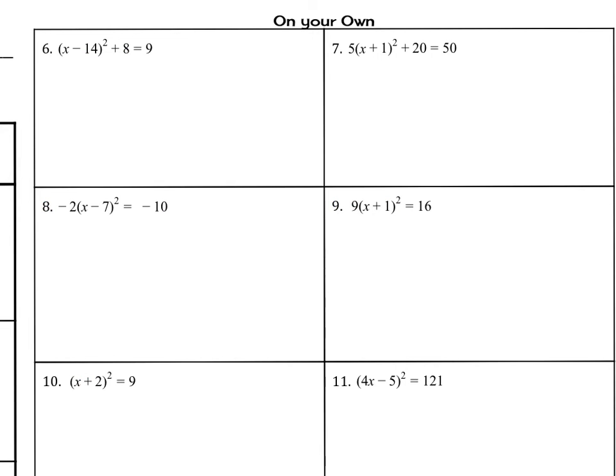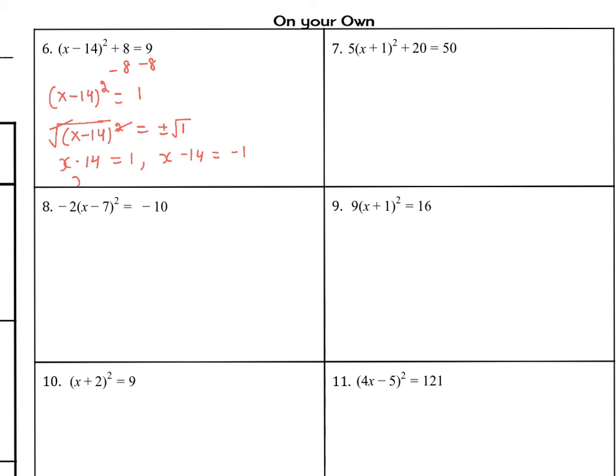For number 6, you're going to isolate the squared term, which is (x minus 14) squared. So it means that you need to remove this 8 by using opposite operations. So you're going to subtract 8 on both sides. (x minus 14) squared equals 1. And then you take the square root: x minus 14 equals plus or minus square root 1. Cancel the square root with the square. x minus 14 equals 1 and x minus 14 equals negative 1.